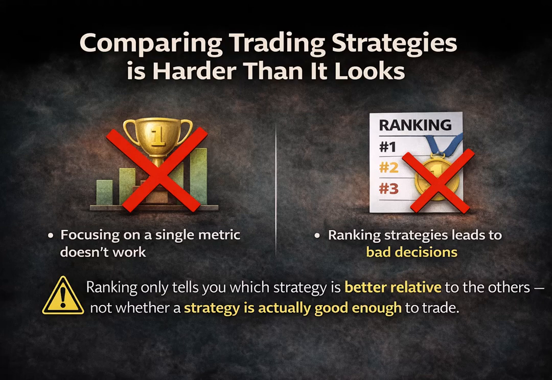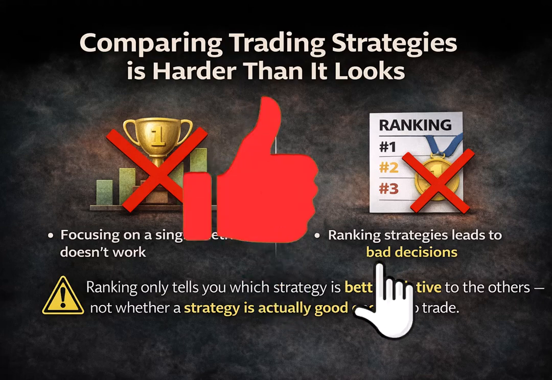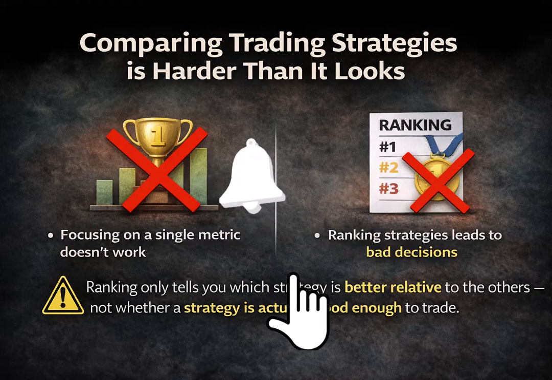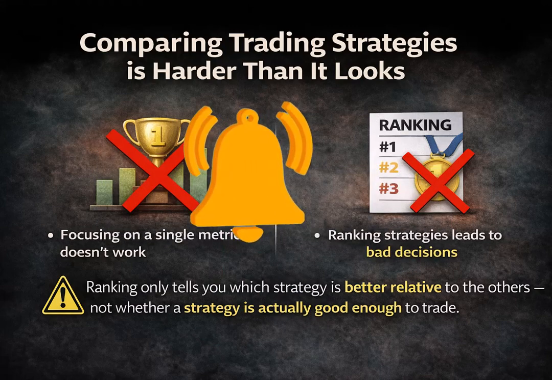In the previous video, we talked about why comparing trading strategies is harder than it looks. We saw that focusing on a single metric doesn't work and that ranking strategies against each other can still lead to bad decisions. This is because ranking only tells you which strategy is better relative to the others and not if a strategy is actually good enough to trade with.